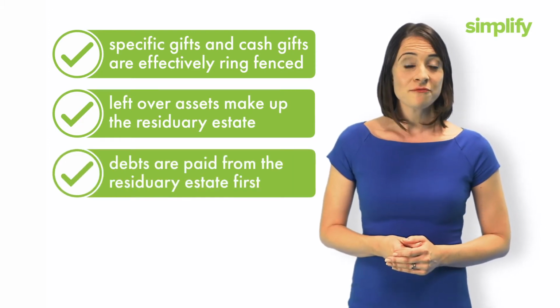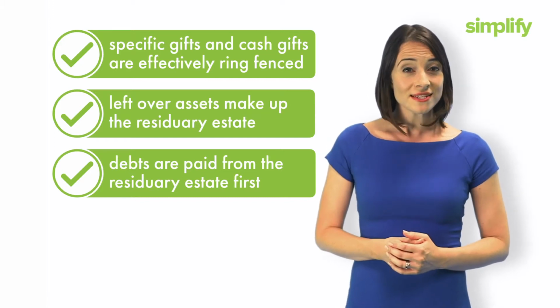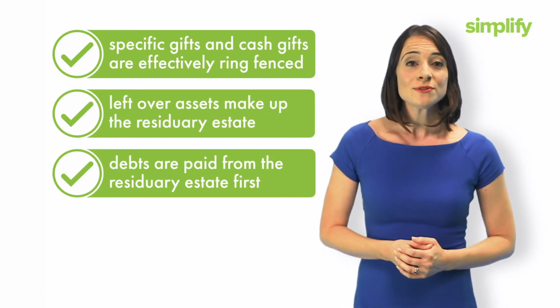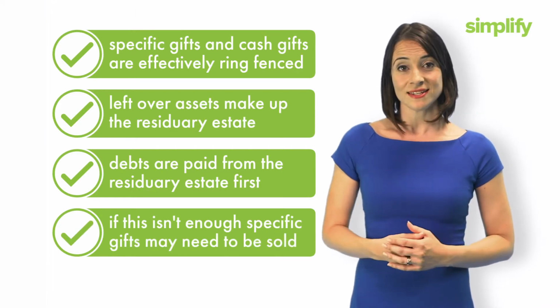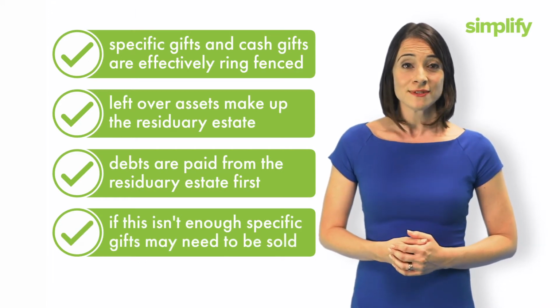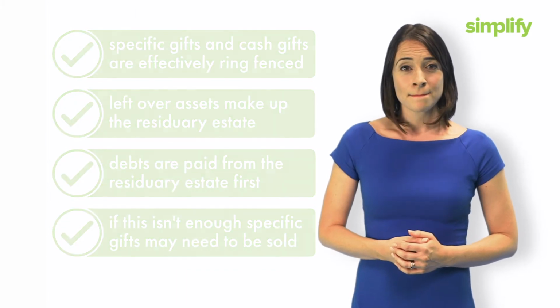If there isn't enough money in the residuary estate to cover the deceased's debts, you'll need to use funds set aside for cash gifts. If there still isn't enough money, then specific gifts may need to be sold. When you're ready to pay the beneficiaries, you need to make sure they can give you a receipt for their inheritance. If a beneficiary is under 18, doesn't have the mental capacity, or is bankrupt, you may have to make the payment to someone else.